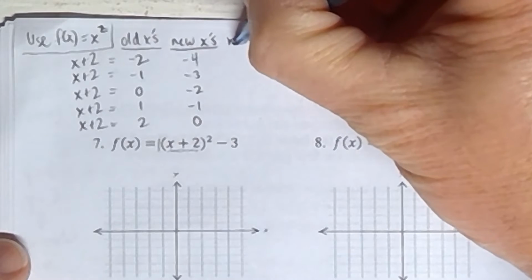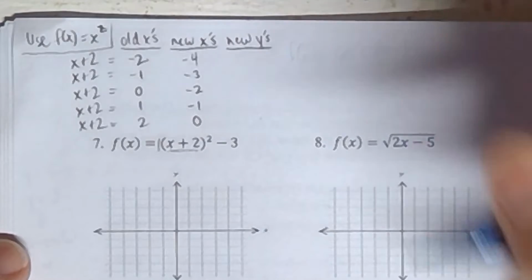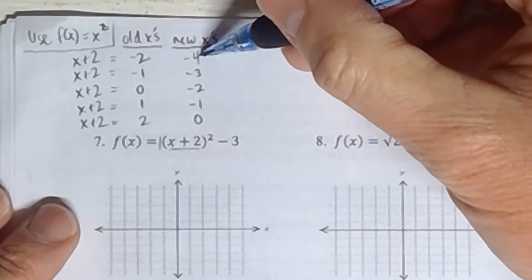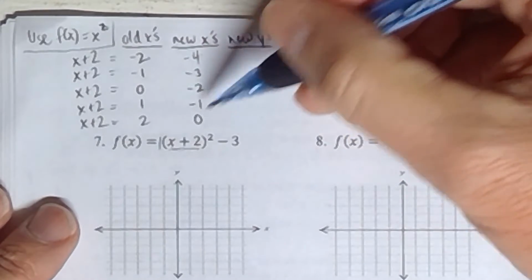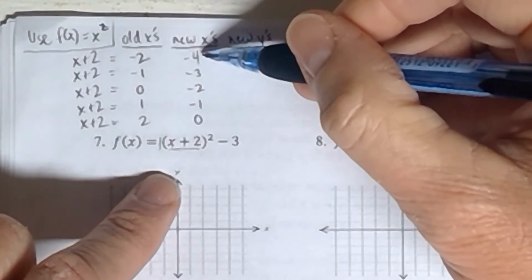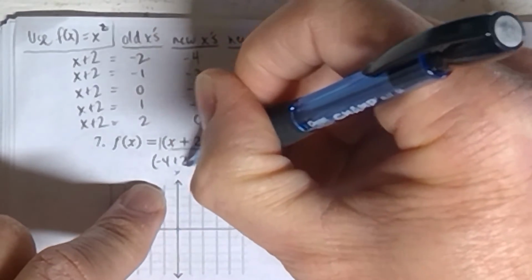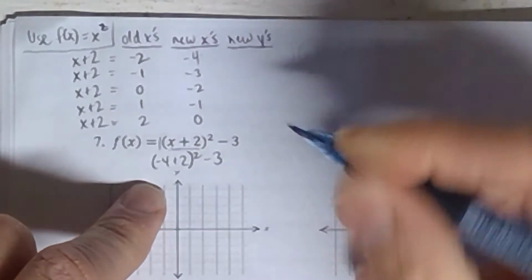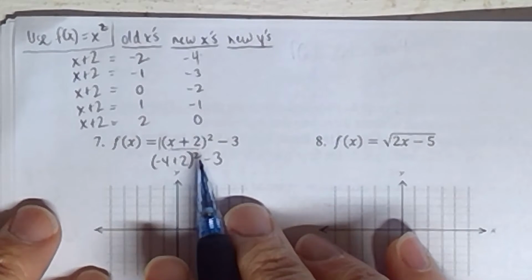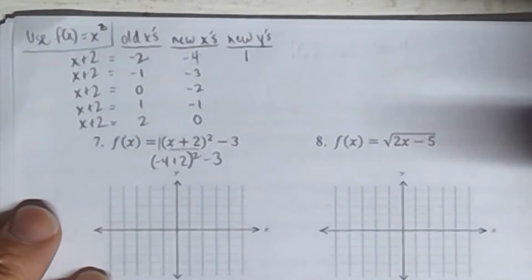All right. Now that I have my new x's, I need my what? I need my new y values, don't I? Okay, what are my new y values? You need to plug in the -4 and the -3 and all 5 of these into the final function here in order to figure that out. So plugging in -4, we get, remember, parentheses first. So parentheses first would give me -2, and then we square that, it's 4. 4 minus 3 is 1.